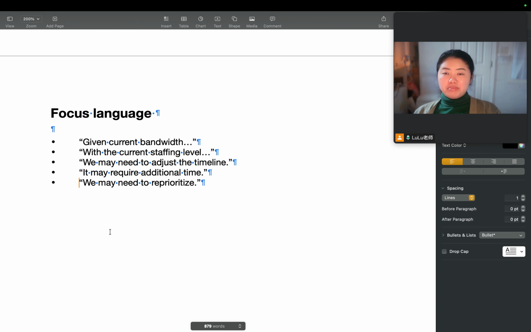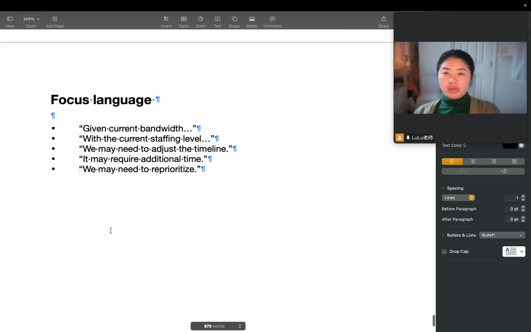It may require additional time. We may need to prioritize. We may need to reprioritize. Again, we may need to reprioritize. Excellent.